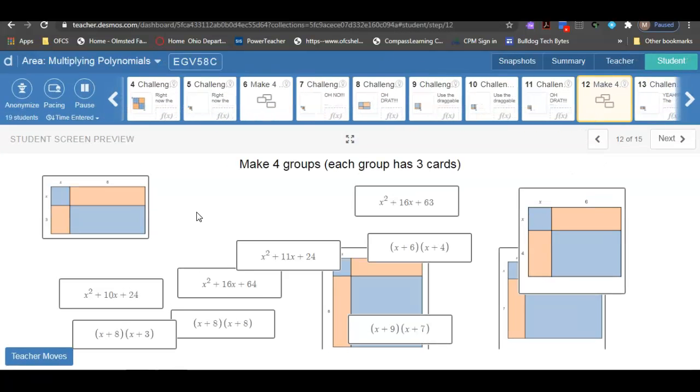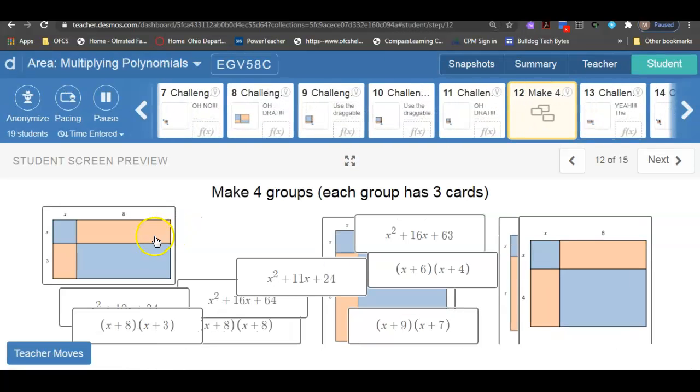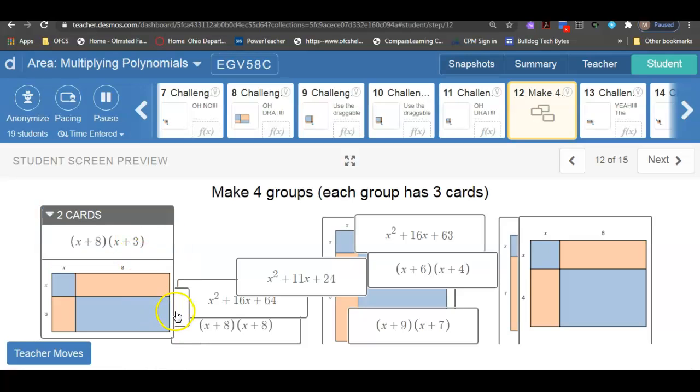I'm going to make these a little bit bigger so we can see these, okay? So our first picture here, on one side we have dimensions of x plus 3, and on the other one we have x plus 8 units. So it's this one right here. I'm going to add that there, okay?